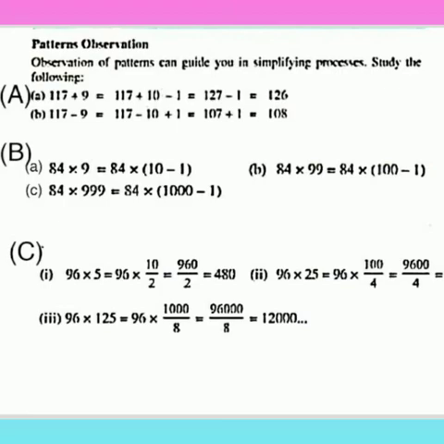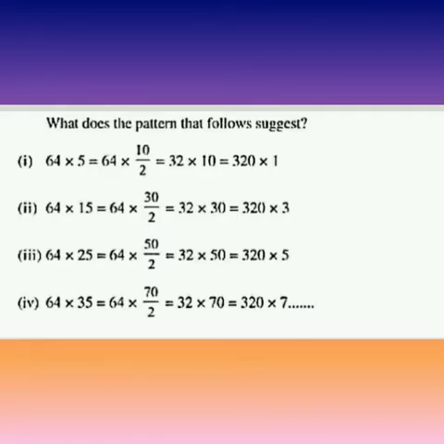Now one more pattern is given, 64 multiplied with 5. So 5 he has written as 10 upon 2, but here he has not directly multiplied. 640 he has not written. What he has done, he halved 64, divided by 2, so he got 32, and then he has multiplied with 10. Okay, so this way he has done the pattern.